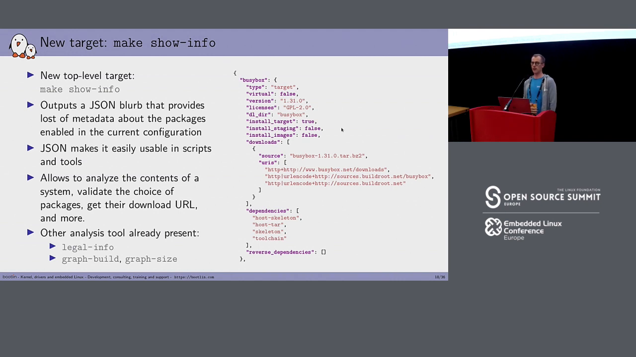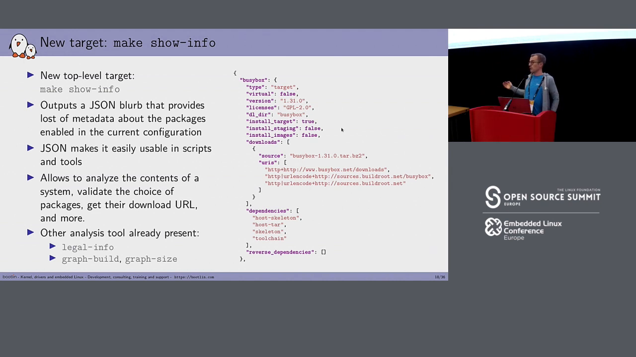Another thing we've added is make show-info. It's a target that spits out a JSON blurb that looks like what you can see on the right side of the slide here. It basically tells you details about all the packages that are enabled in your current configuration: the name and the version and the license and all that kind of things.